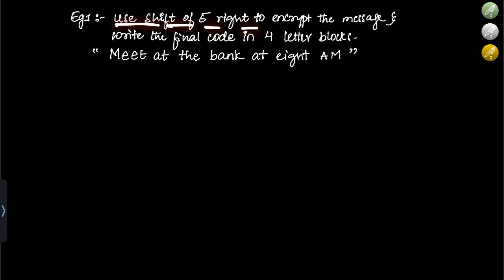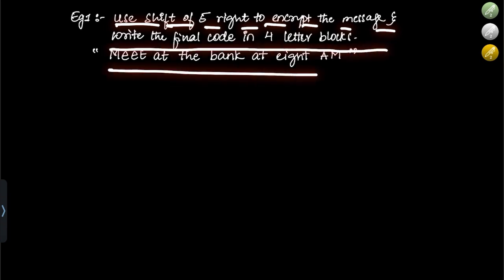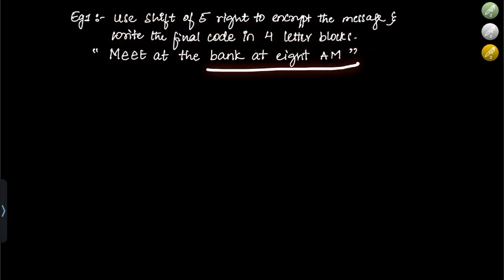Use a shift of 5 right to encrypt the message and write the final code in 4-letter blocks. So here we have the plain text, that is, meet at the bank at 8 a.m. This is the plain text which I have. We have to write the cipher text for this. What is the cipher text? We have to find out using Caesar cipher.